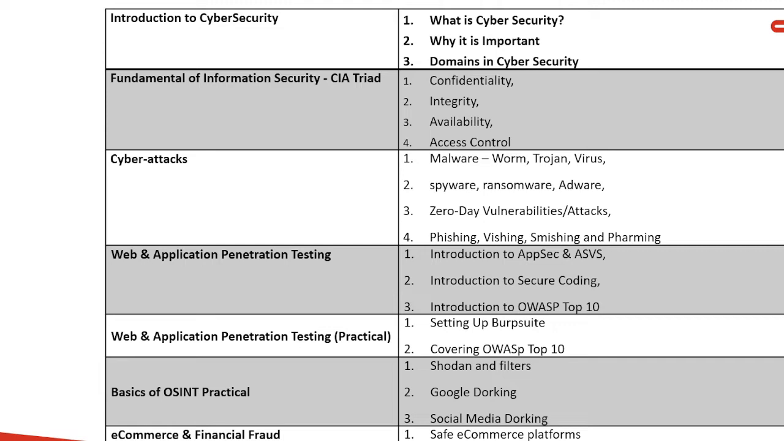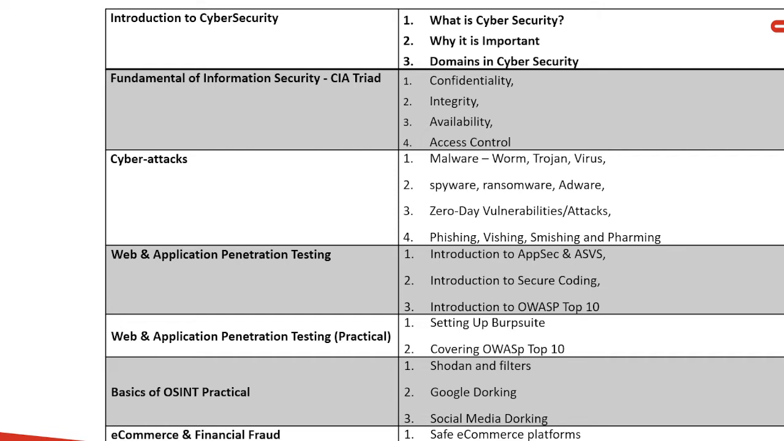So I am just giving you an overview in today's session of what I'm going to teach in the lectures which I will be taking. I have just given a little introduction to cybersecurity. Now let me tell you a little bit about a very, very important term, that is information security, the CIA triad.